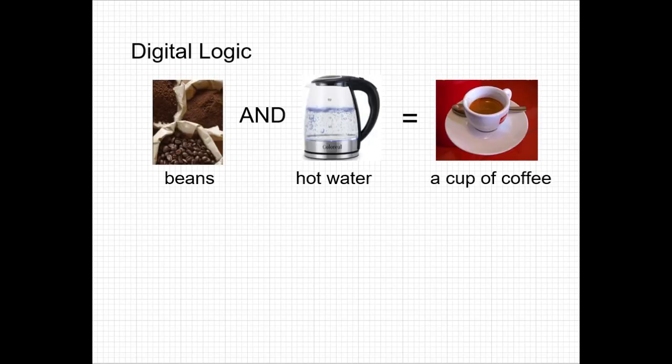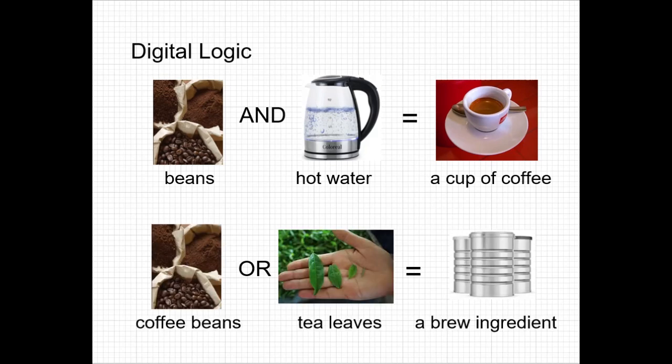If you want to make a cup of coffee, you need ground coffee beans and hot water. You can, of course, add other ingredients like milk, but without both the beans and the hot water, it's not a cup of coffee. The key word here is AND. Alternatively, you could use coffee beans or tea leaves to create something to brew a drink with. Again, the key word here is OR.